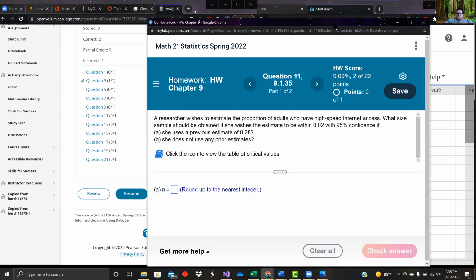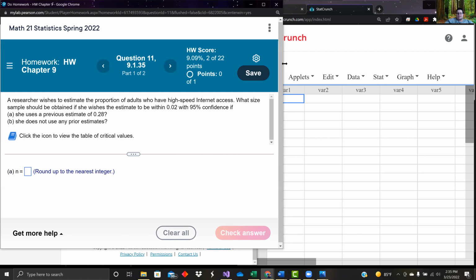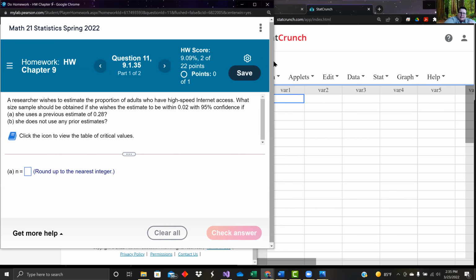All right, so first question. A researcher wishes to estimate the proportion of adults who have high-speed internet access. What size sample should be obtained if she wishes the estimate to be within 0.02 with 95% confidence? If A, she uses a previous estimate of 0.28, and B, she does not use any prior estimates.